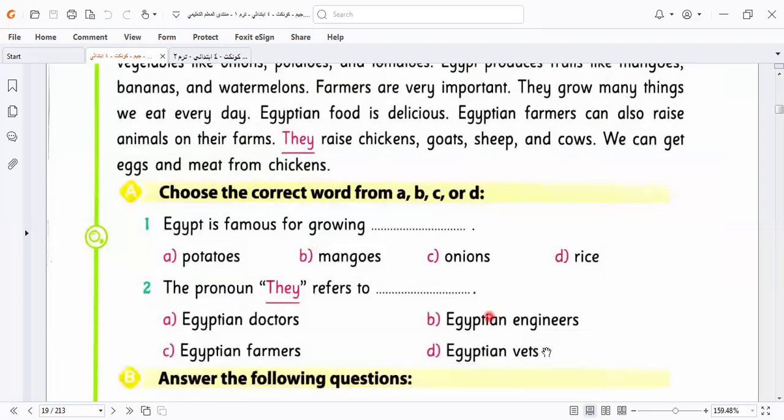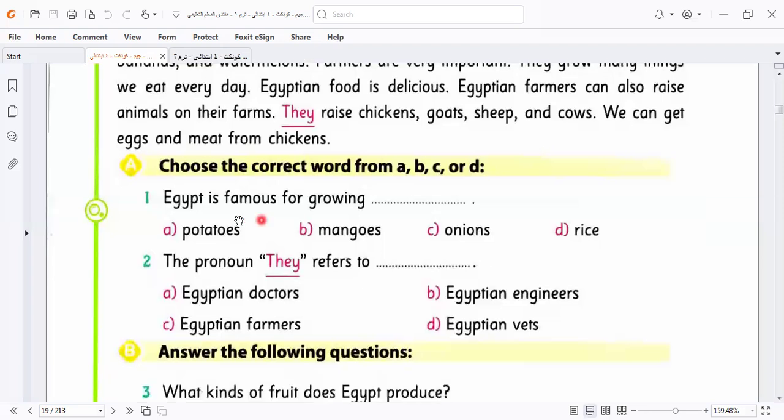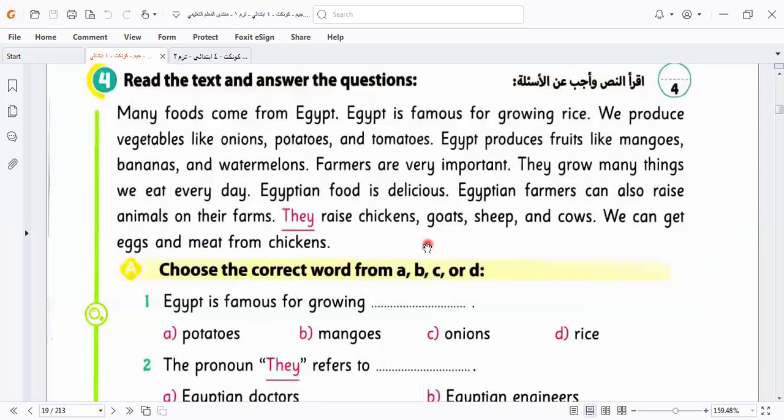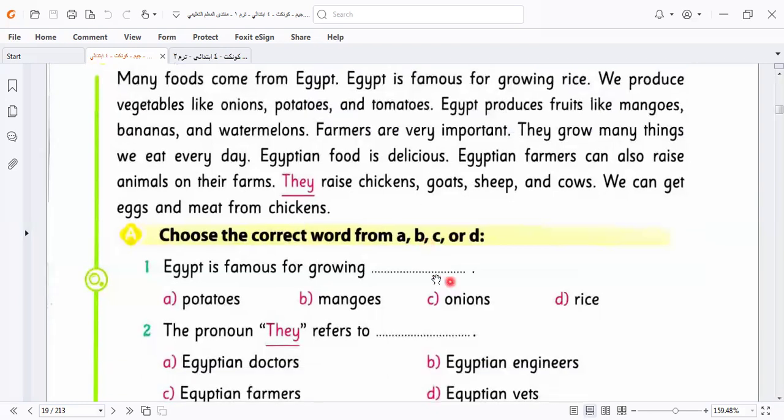Let's answer the question below the text. Egypt is famous for growing what? As we know from the text, for growing rice. So it will be for growing rice. We say famous. Egypt grows all the crops, but here we say famous. Famous for growing what? For growing rice. So the answer will be rice.